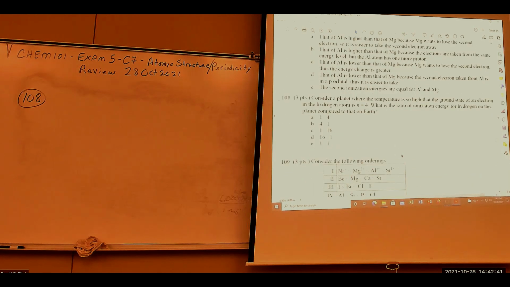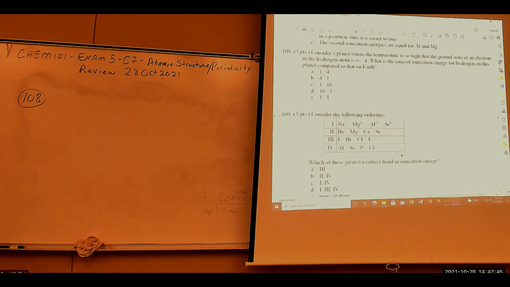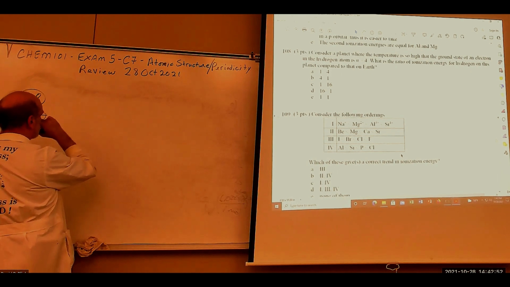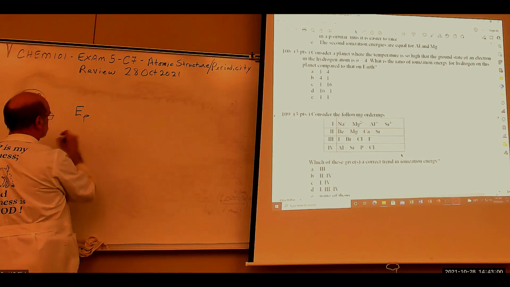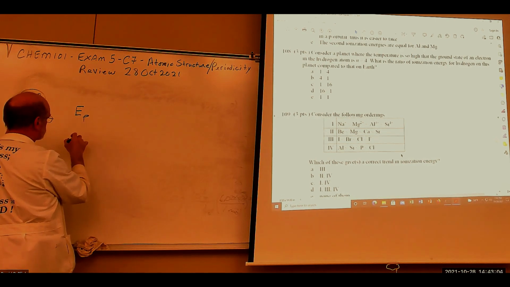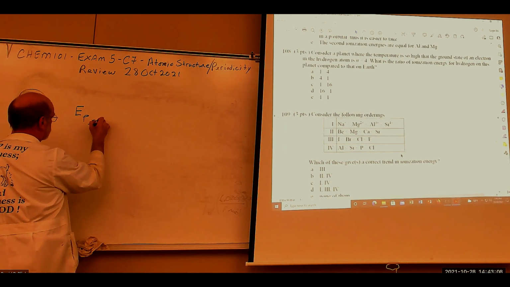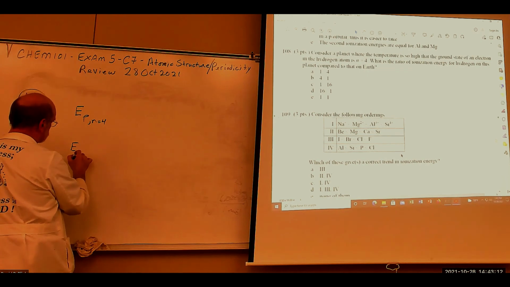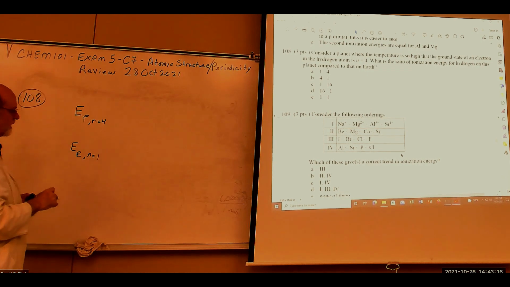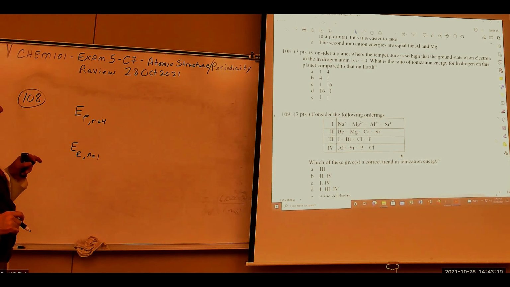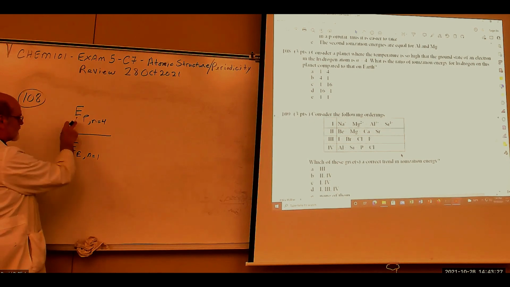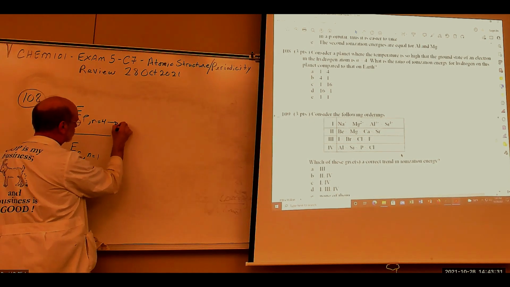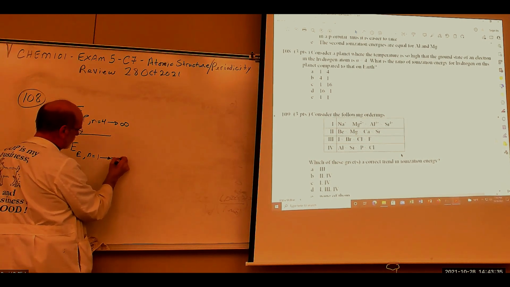Let's see. Consider a planet where the temperature is so high that the ground state electron for hydrogen atom is n equals 4. So let's say the energy of our planet for the ground state electron is due to n equals 4. That's ground state. For Earth, of course, the ground state is n equals 1. And what's the ratio of ionization energy for the hydrogen on this planet compared to the Earth? So we're going to ratio those two. So the ionization energy here goes from n equals 4 to infinity. And here it goes from 1 to infinity.